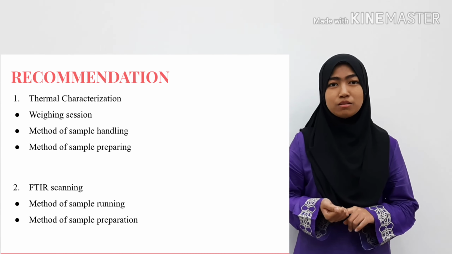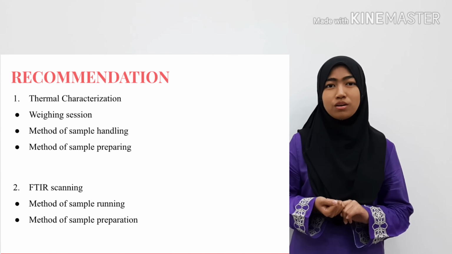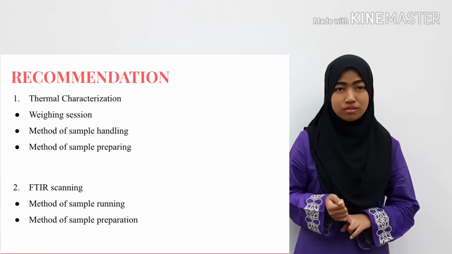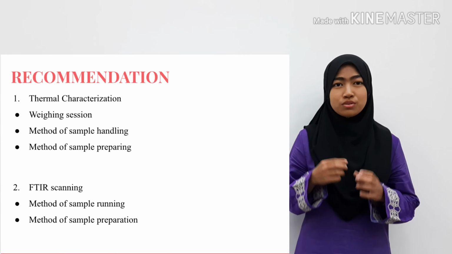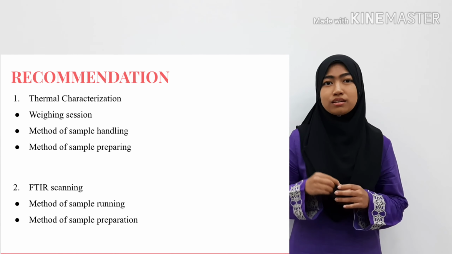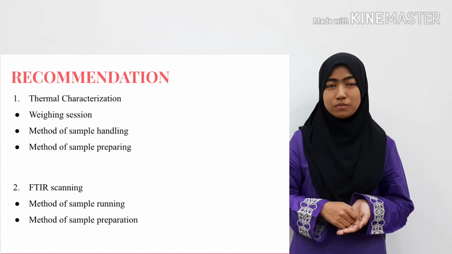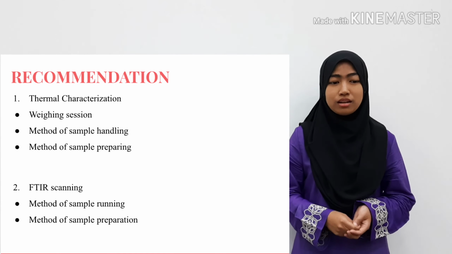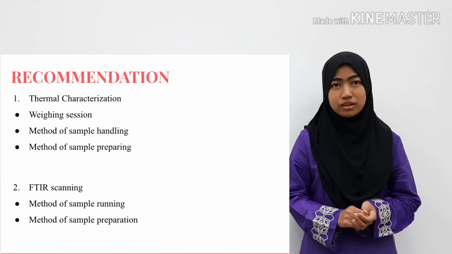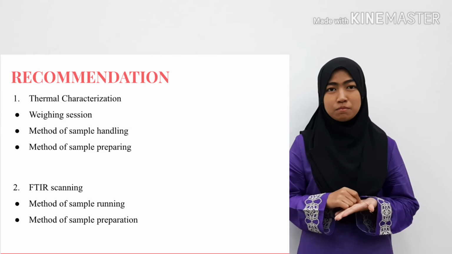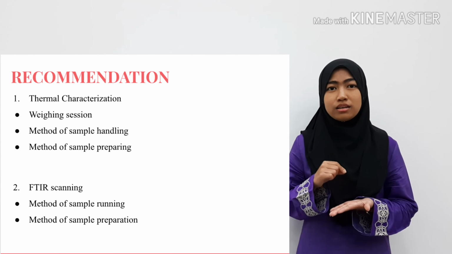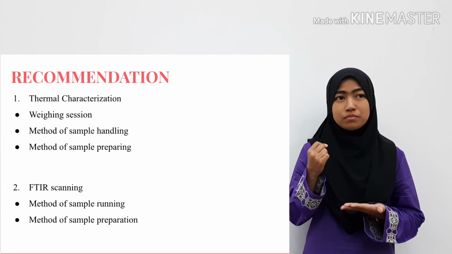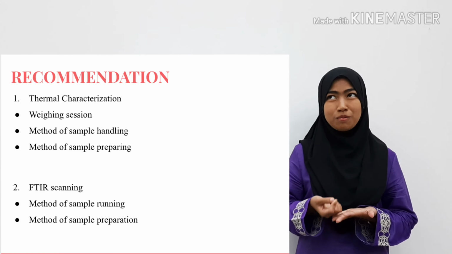The cap must be sealed properly to ensure there is no entrance of other heat sources which can affect the results. The second one, we need to use a new crucible for every repetition, and the sample must be handled using forceps instead of hand to prevent any contamination. And the last one is the method of sample preparing. We need to cut and fit the sample inside the crucible and use the cap properly to ensure the process of heating is done completely.